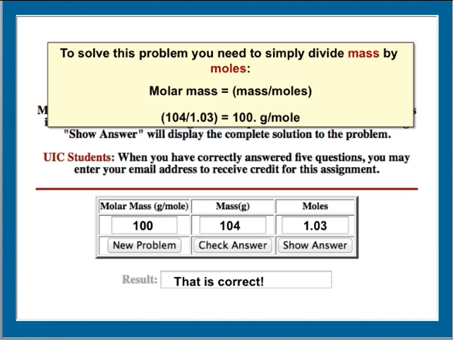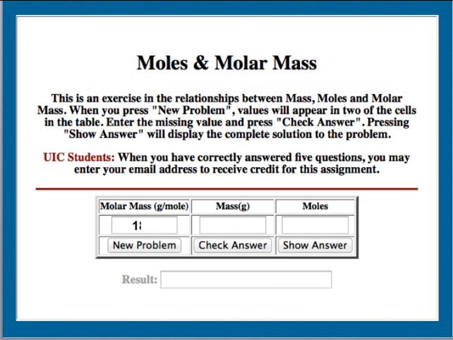That's right, again, remember this is your formula, mass divided by moles. Go ahead and solve for mass here. We are given a molar mass of 186. We're told that that represents 0.88 moles. What's the mass of our sample?